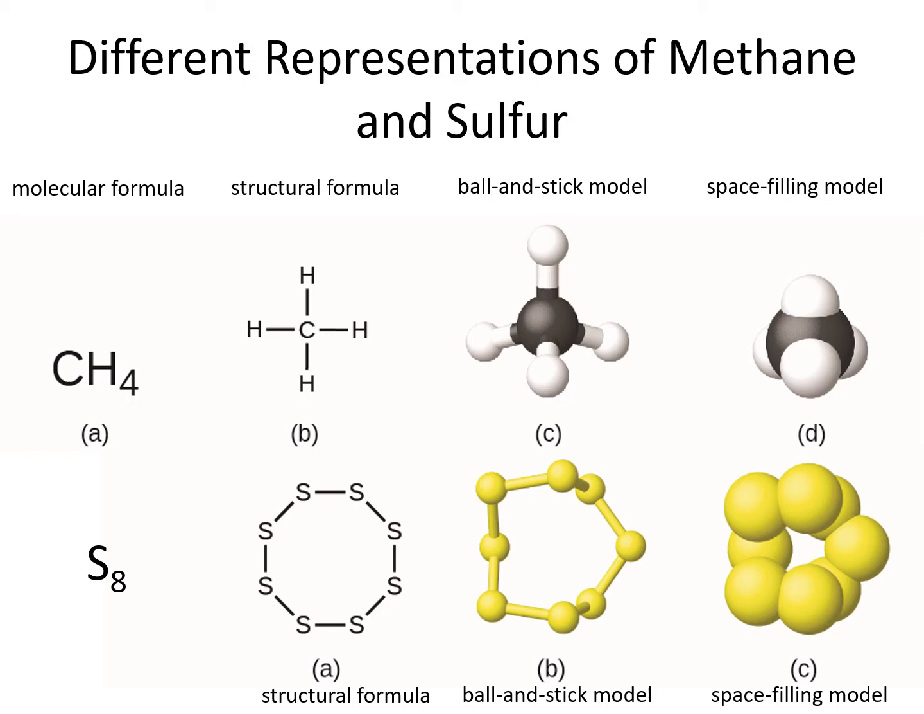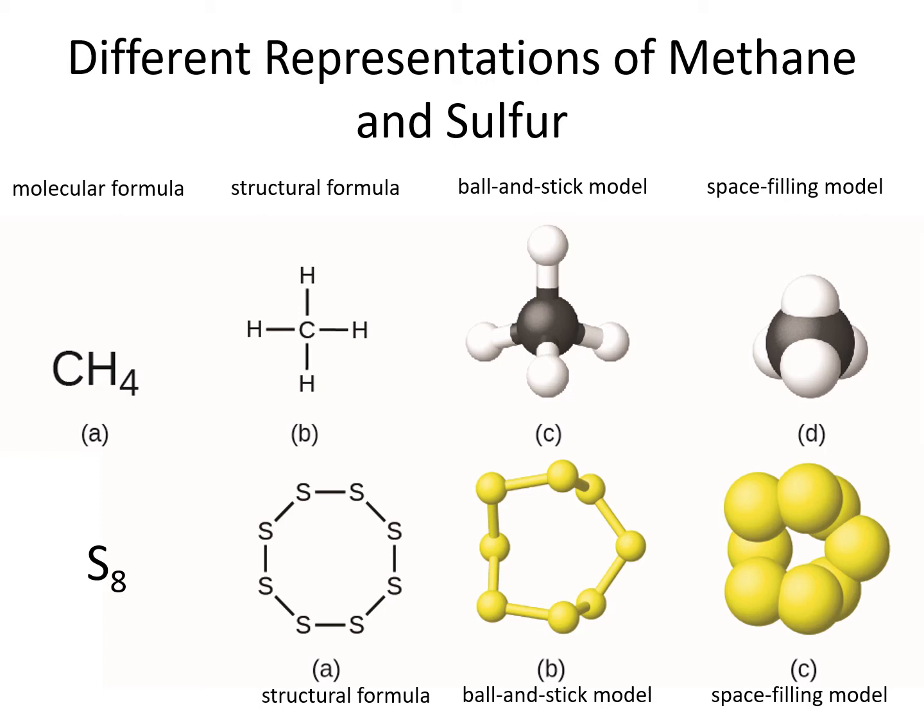A structural formula tells us more about the structure. It tells us which atoms are attached to which other atoms. In the structural formula for methane, we can see that there is a central carbon atom to which the 4 hydrogens are attached. The structural formula for sulfur shows that the 8 sulfurs form a ring.